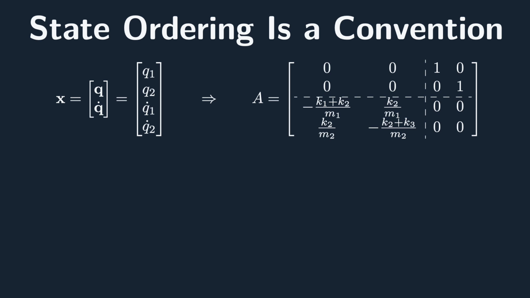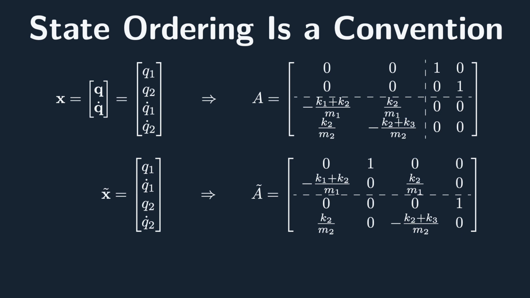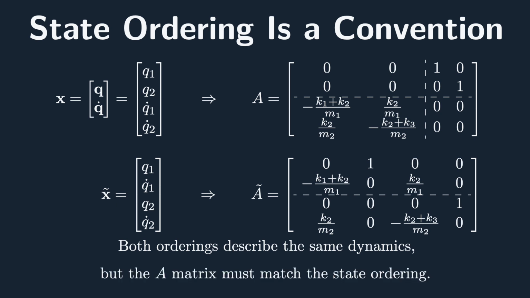Some books or courses use a different ordering. For example, they might pair each coordinate with its velocity: q1, q1 dot, q2, q2 dot. This ordering is also correct, and it can be convenient when we want to keep each degree of freedom together. The physical system is the same, but the A matrix looks different because the state variables are ordered differently. The important point is that the A matrix has to match the ordering of the state vector.